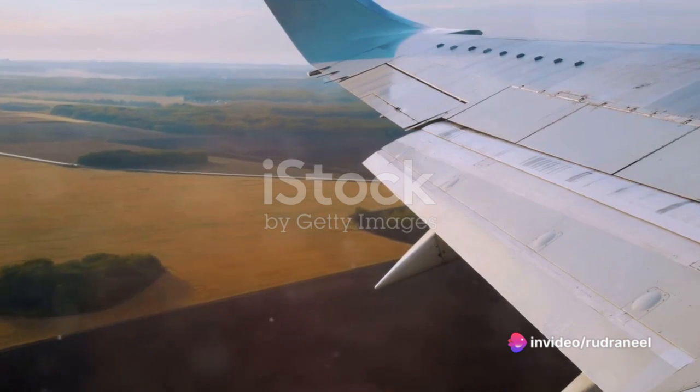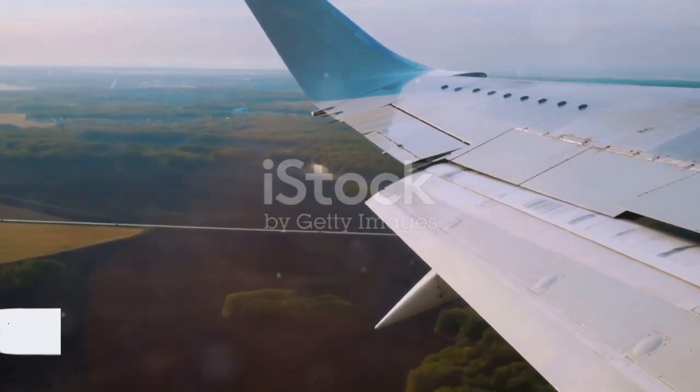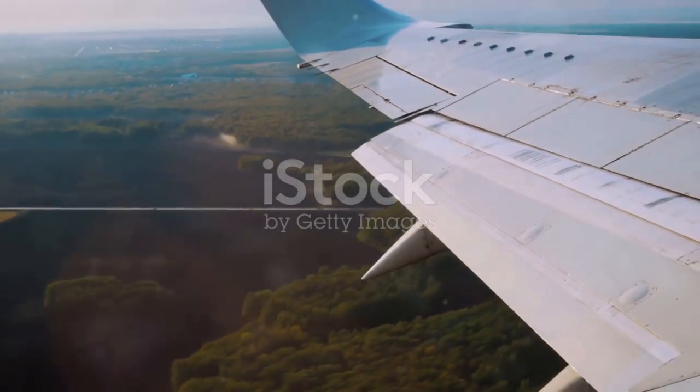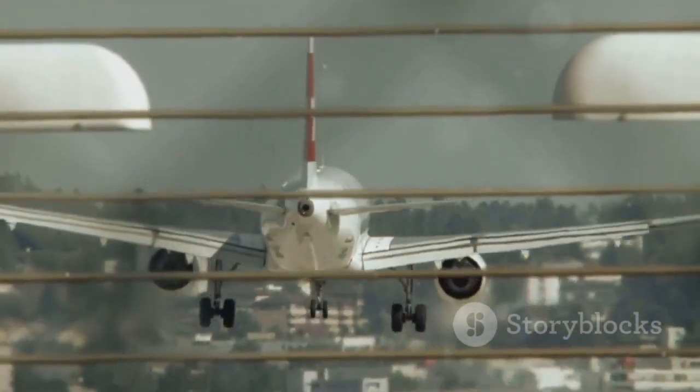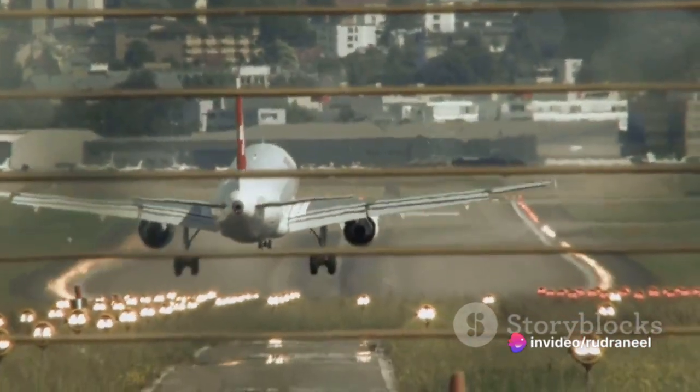Have you ever wondered how an aeroplane, a massive metal structure, defies gravity and flies high in the sky? It's a fascinating concept that combines the principles of physics, engineering, and a little bit of magic. All right, maybe not magic, but it certainly seems that way, doesn't it? So let's unravel this mystery together, shall we?